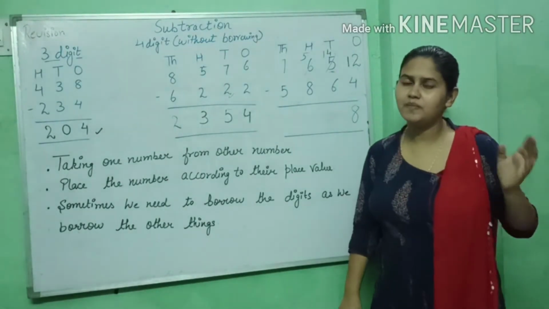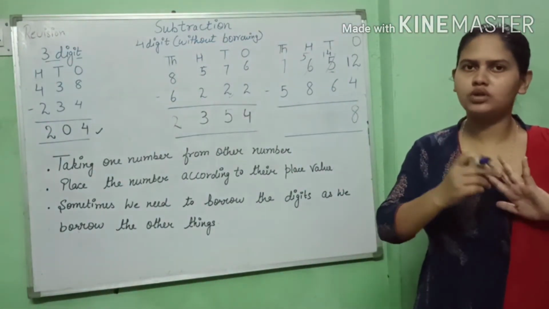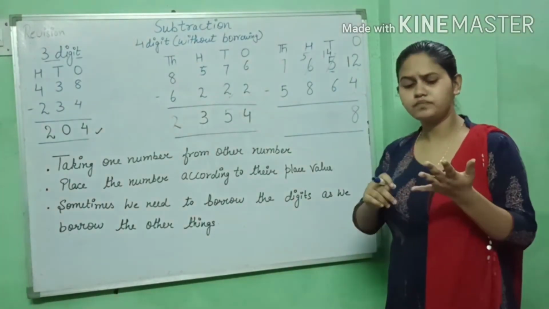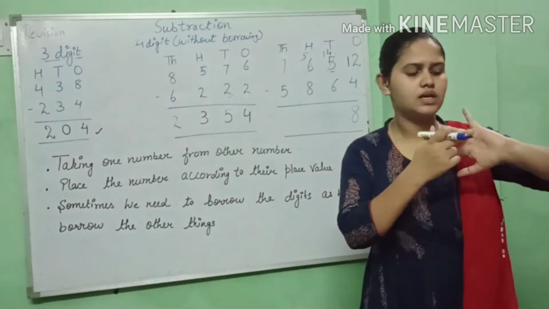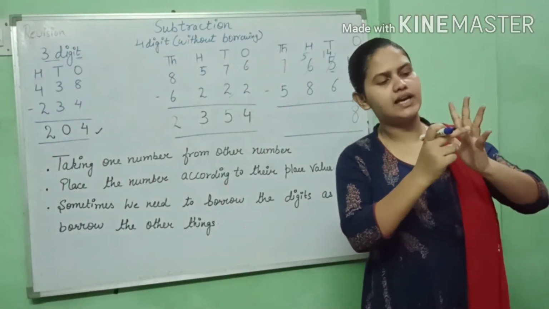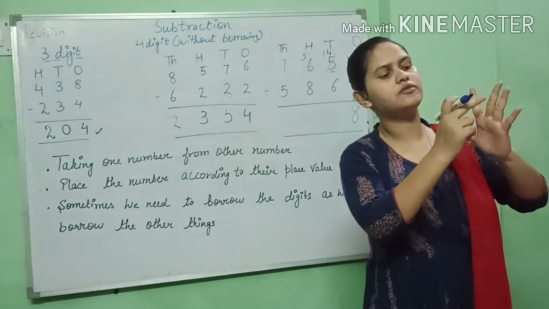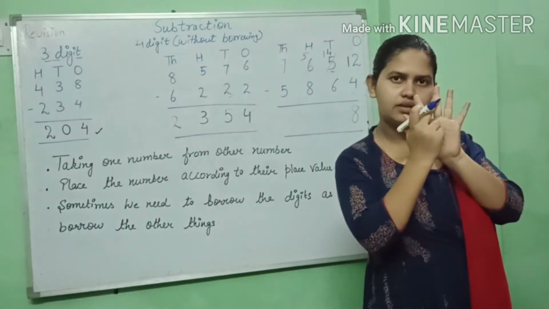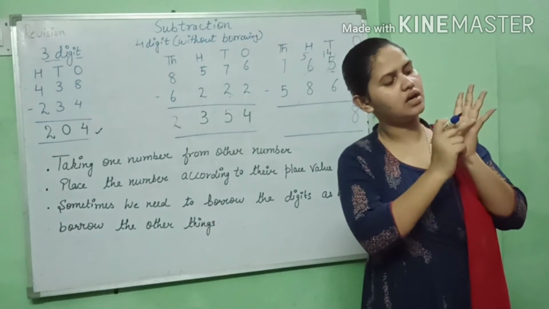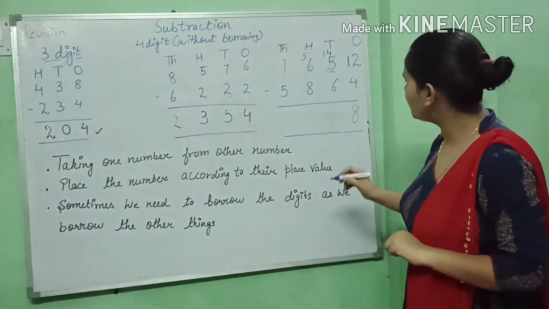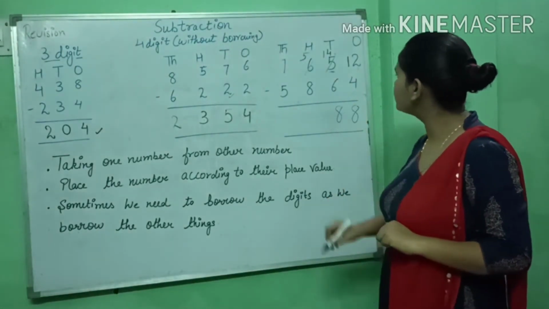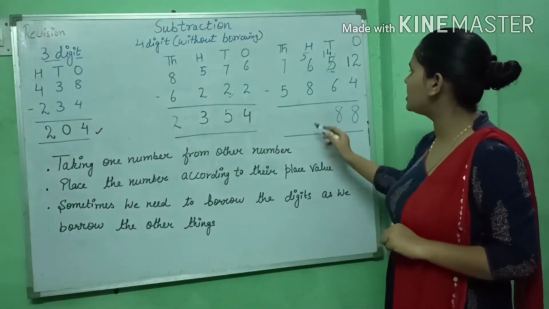So let's do it. After 6 we have to count till 14. So after 6: 7, 8, 9, 10, 11, 12, 13, 14. Here is 14. So I can see these are all 8. So how much is left? 8 is left. Now come to 5 and here is 8.